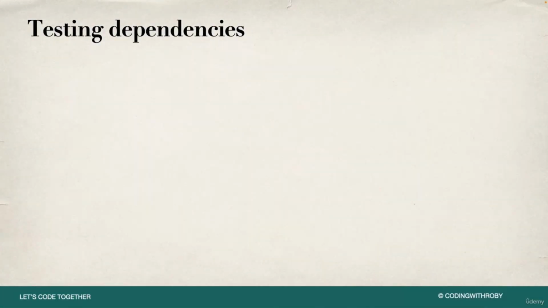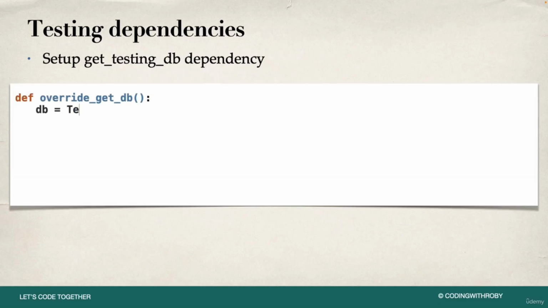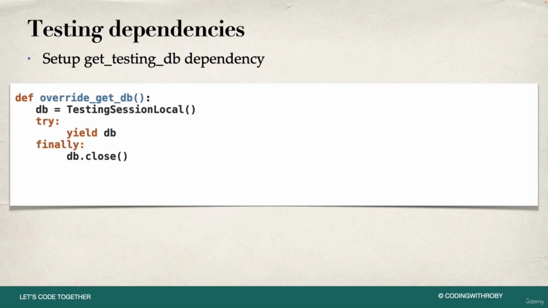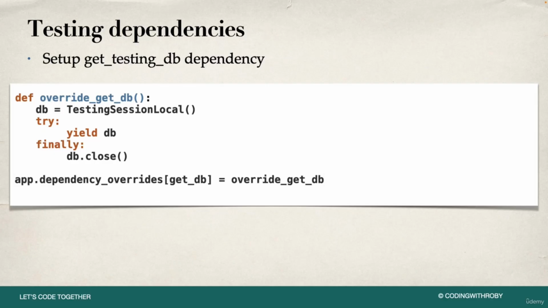So how are we going to set up our dependencies then? Well, we need to set up our get testing DB dependency. To do this, we're going to override our normal get_db, the one that's inside all of our files. We say def override_get_db, where db equals our TestingSessionLocal. We then want to try, yield db, and then finally db.close. And we can override these dependencies inside our test by saying app.dependency_overrides, where we pass in our get_db, which is going to equal our override_get_db. And that is the name of the function we just created.